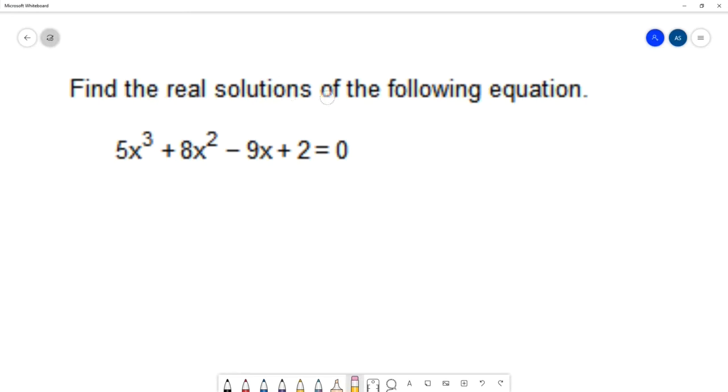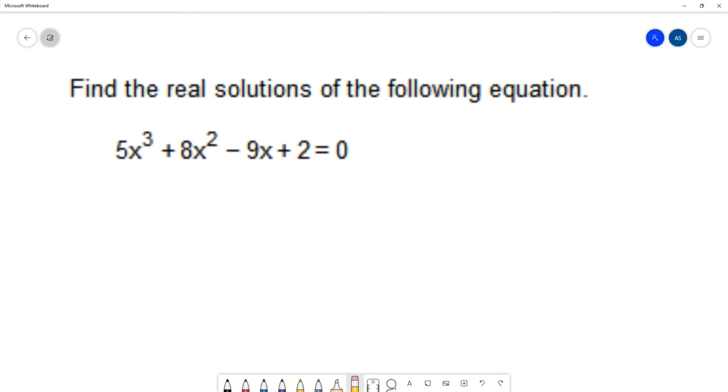Find the real solutions of the following equation. We have 5x cubed plus 8x squared minus 9x plus 2 equals 0. We want to solve this equation. This equation is a polynomial equation.